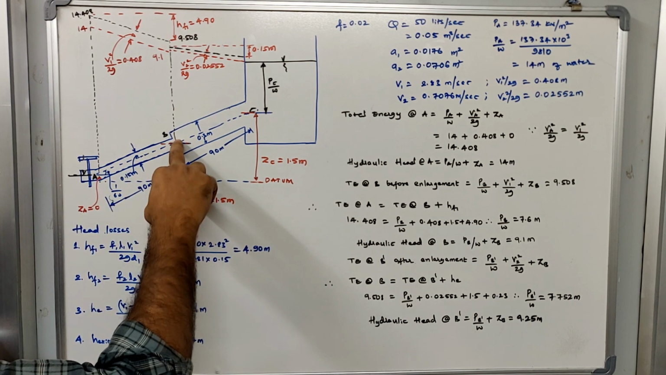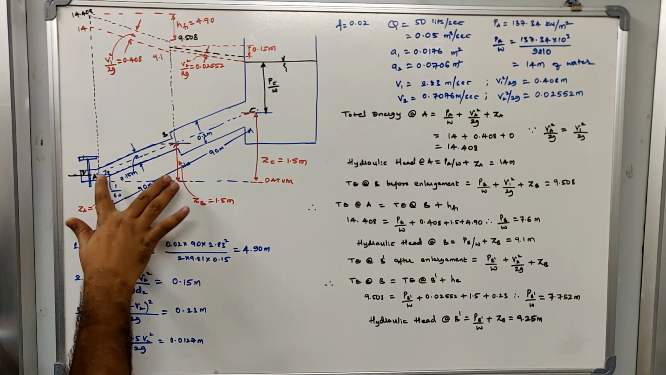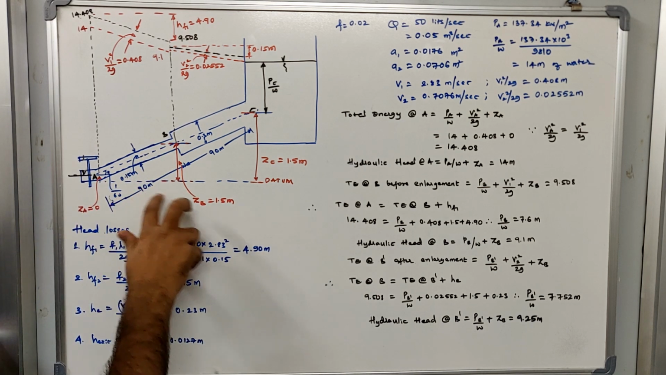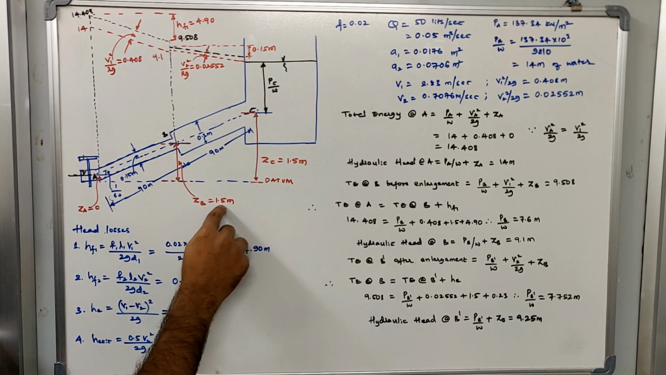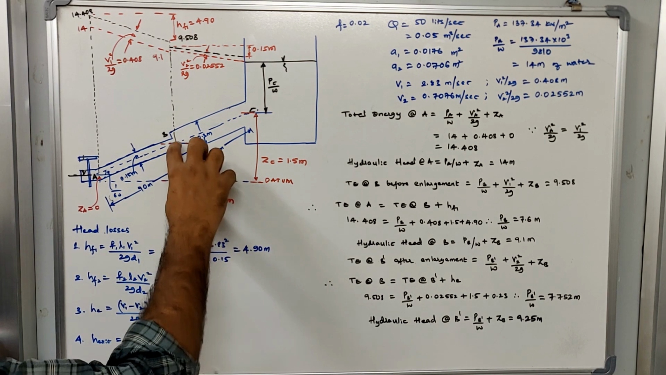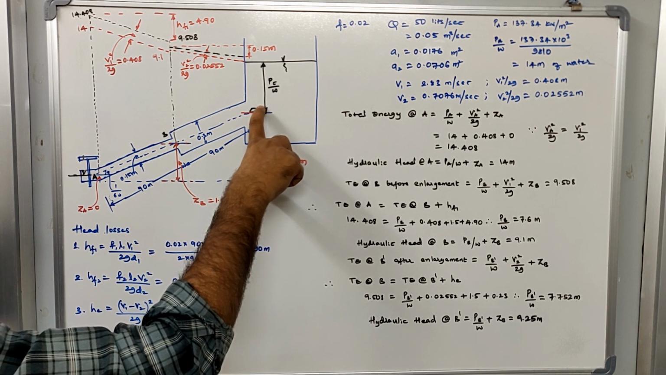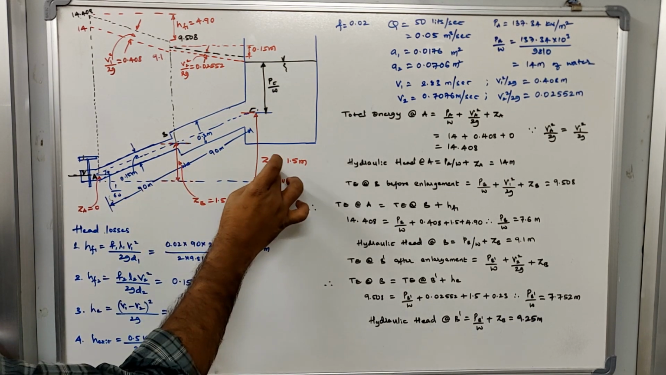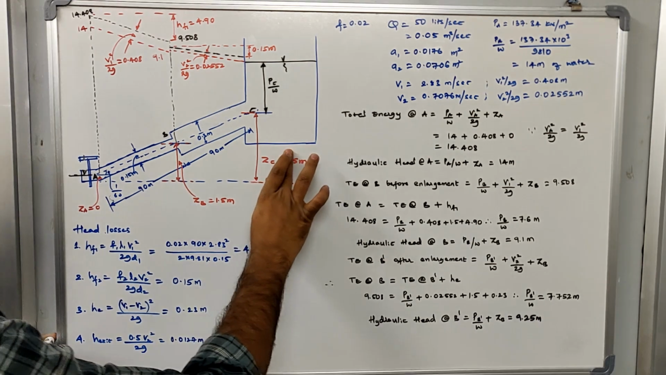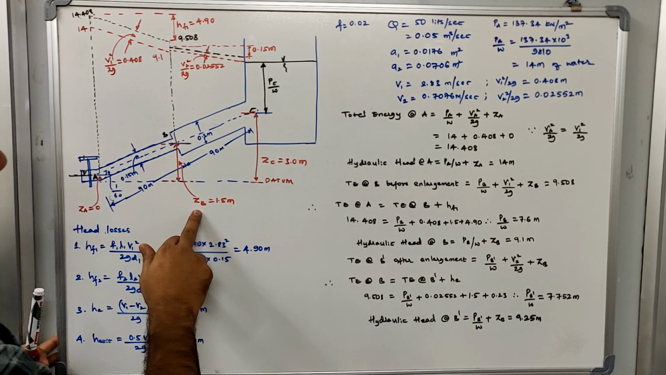Now let me calculate how much is ZB. To calculate ZB, we know it is a 1 in 60 slope. So what is the length here? 90. 90 by 60 will give you the elevation head, so ZB will be equal to 1.5 meter. Now similarly, we will go to joint C and determine ZC, the elevation head at C. If this is 180 meter, 180 by 60 will give you ZC, which is 3 meter.